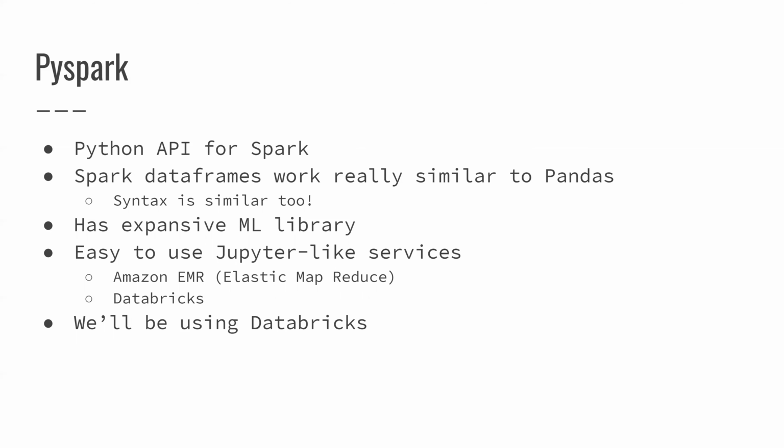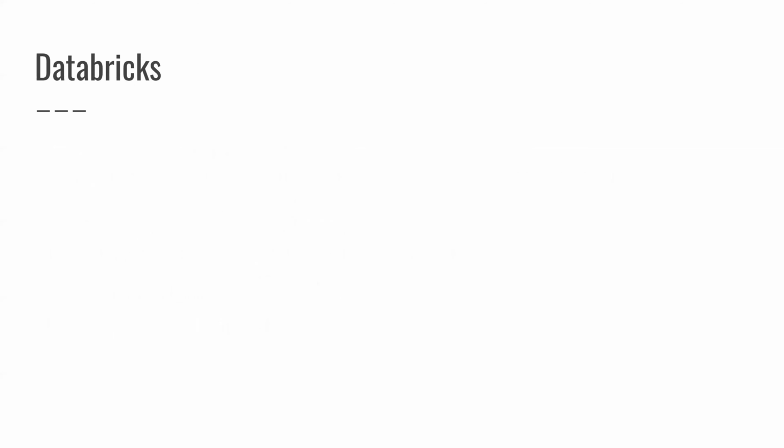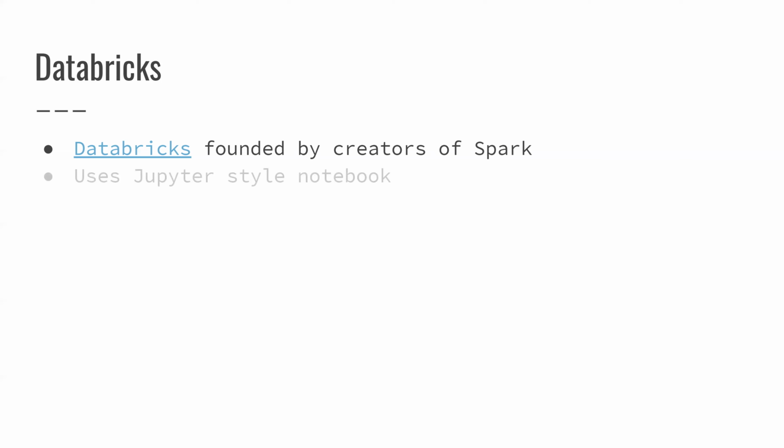There are a lot of these out there. The two that we'll consider, though only one we'll use, are Amazon EMR, which stands for Elastic MapReduce, and Databricks. Both of these use Jupyter-like notebooks, but can readily access and utilize the Spark computing framework. Databricks, for example, is what we'll be using. Databricks was founded by the creator of Spark, so it's a nice, easy to use, ready to go thing. It uses a Jupyter style notebook.